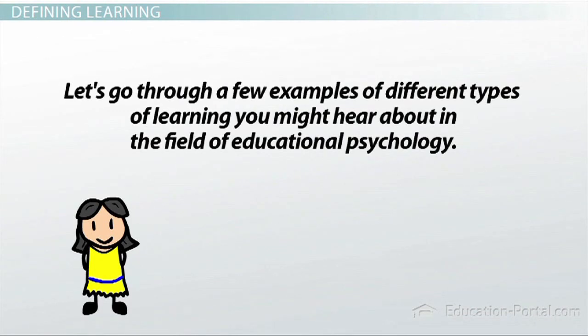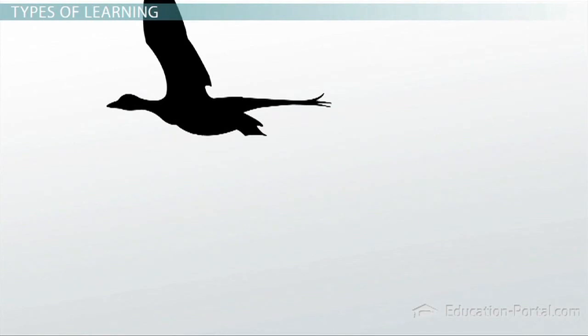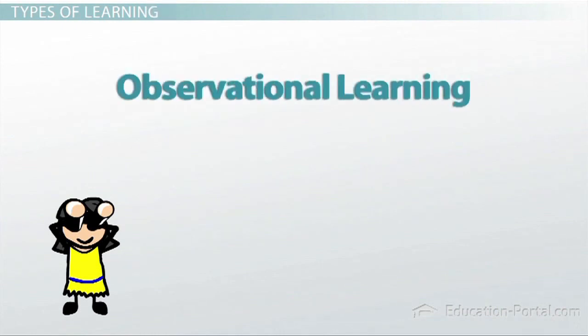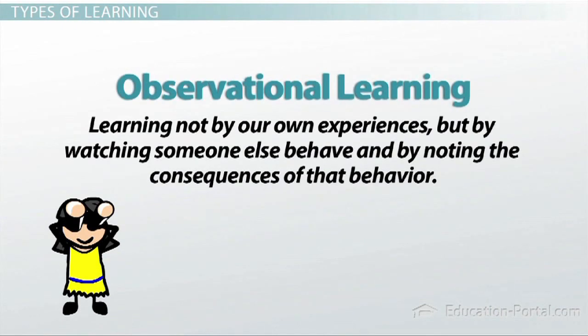Let's go through a few examples of different types of learning you might hear about in the field of educational psychology. One way that we all learn, even from infancy, is by observation. In educational psychology, we define observational learning as learning not by our own experiences, but by watching someone else behave and noting the consequences of that behavior.